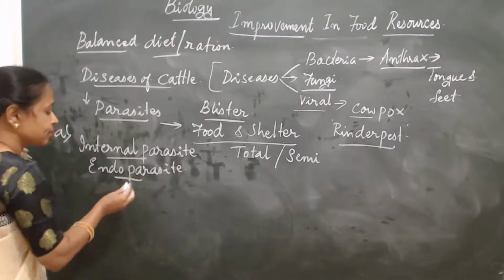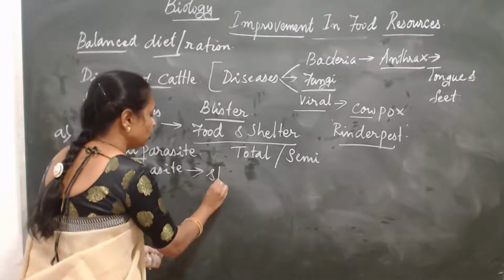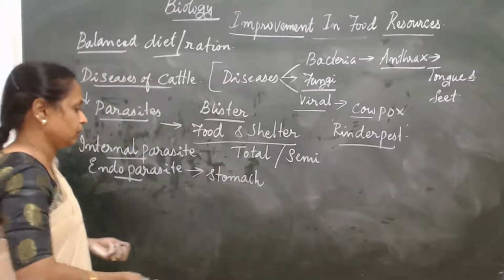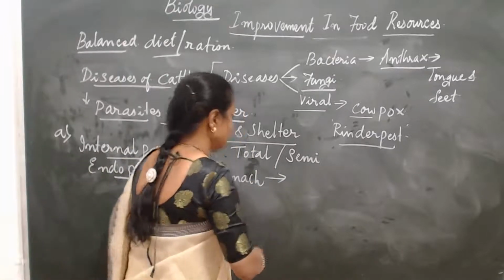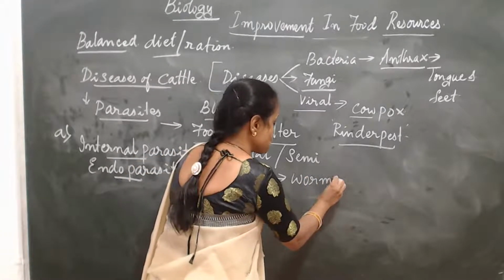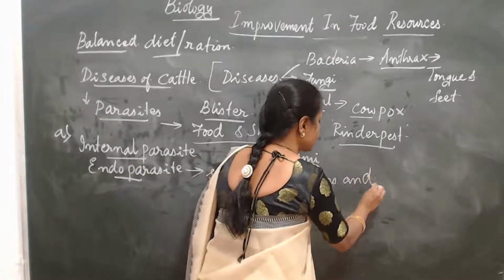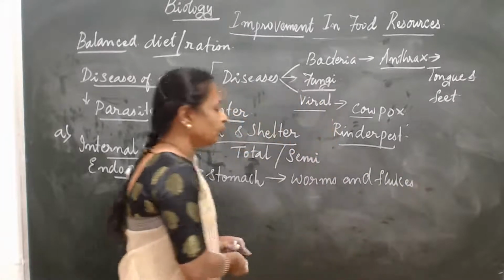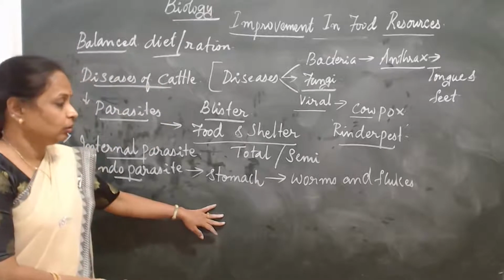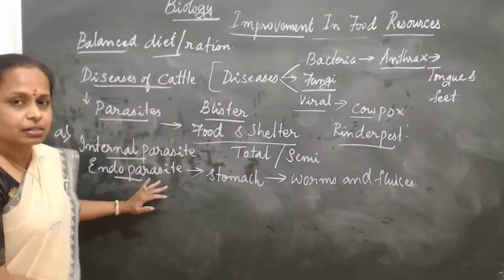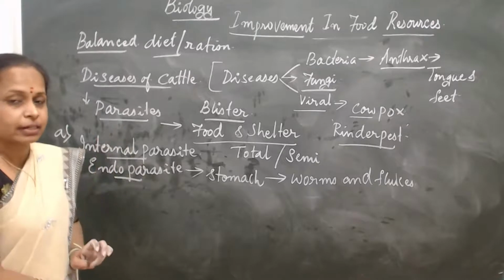So endoparasites are usually going to affect the cattle in the stomach, and we have studied in the diversity that these are worms and flukes. Liver fluke, belonging to the phylum number 3, is going to affect the cattle. That is why goats and sheep were studied there.